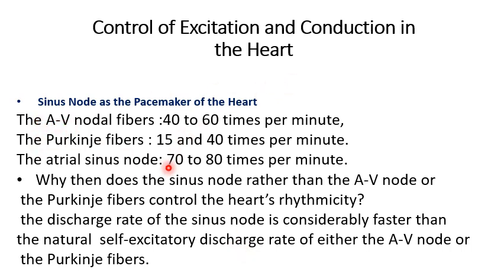But sometimes in abnormal situations, if something is wrong with the sinoatrial node and it cannot generate an action potential, then the AV node or the Purkinje fibers may generate the action potential, and that will affect the heart rate. It will make it respond to the rate of their self-excitatory or discharge rate.